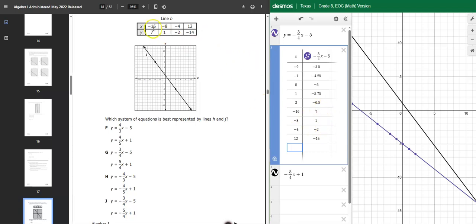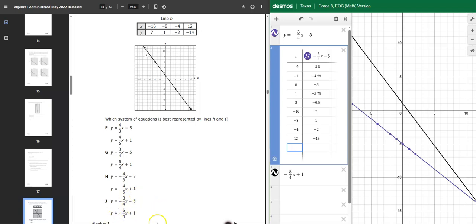-16 to 7, check. -8 to 1, check. -4 to -2, check. 12 to -14, check. I have found my answer. I know for a fact it is perfect and correct. And my answer has to be this one down here.